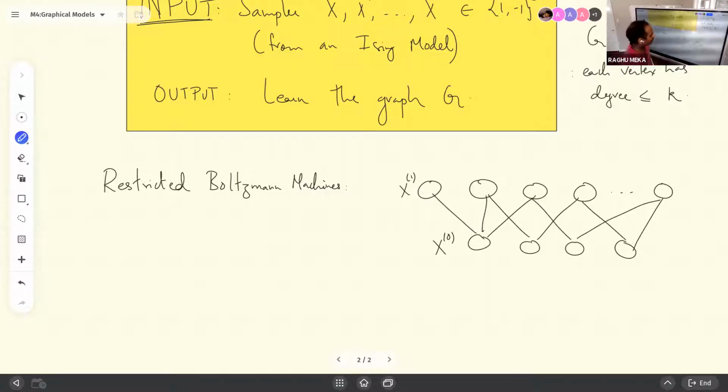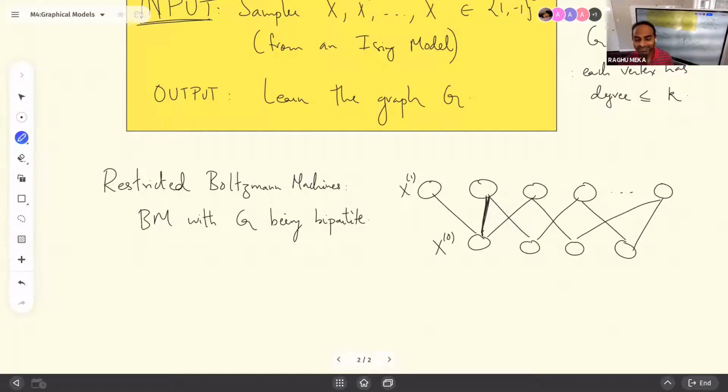And you believe that basically the joint distribution of these things is coming from a Boltzmann machine, or like the Ising model, with these weights. So BM with G being bipartite. Does this ring a bell anywhere? Has anyone seen something like this in some other context?